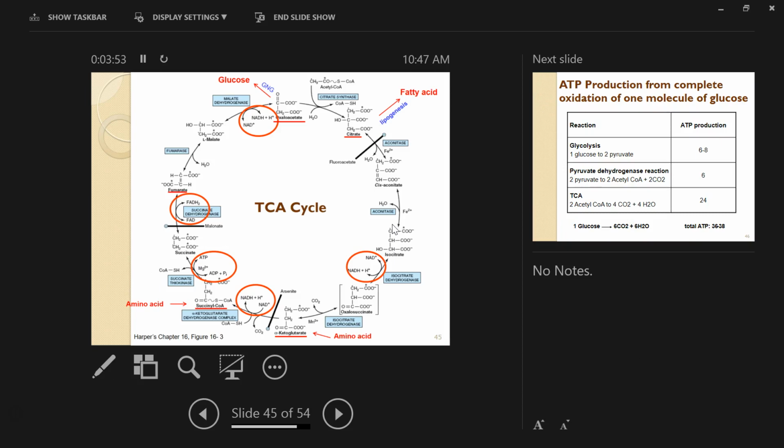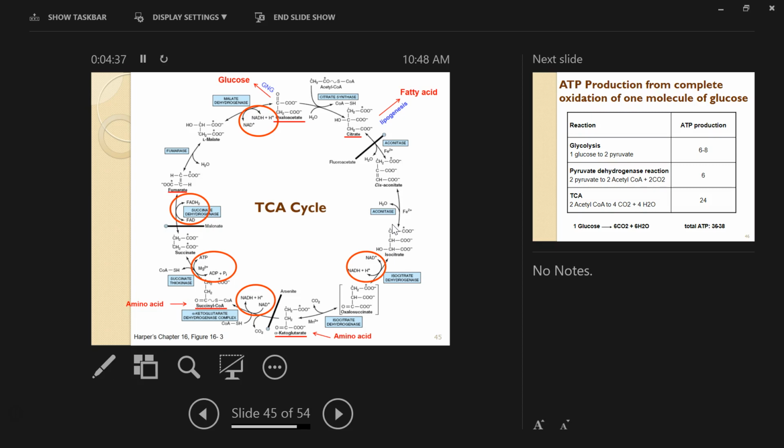So this is the TCA cycle. Lots of reactions, but you don't need to remember each reaction. But there are some key things you need to know. First, how many ATPs or reducing equivalents are generated during the TCA cycle. And most importantly, as we mentioned earlier, the TCA cycle is called an amphibolic metabolic pathway. That means this TCA cycle can connect all three macronutrient metabolisms, both catabolic and anabolic metabolism.